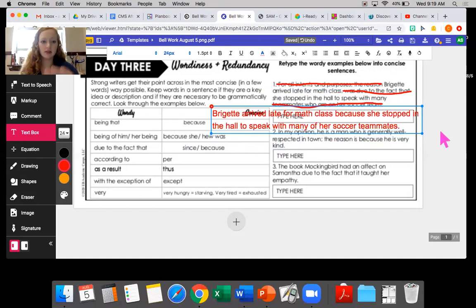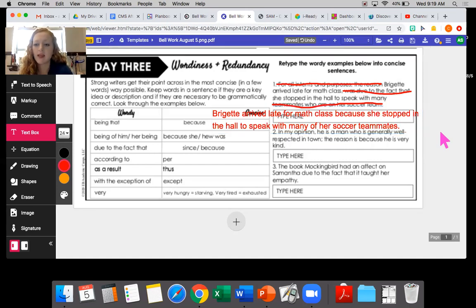Okay, it's fine to cover up this on the left because we've already gone over that. All right, let's just go on to number 2. In my opinion, he is a man who is generally well respected in town. The reason is because he is very kind. So we can take a whole lot out of this sentence.